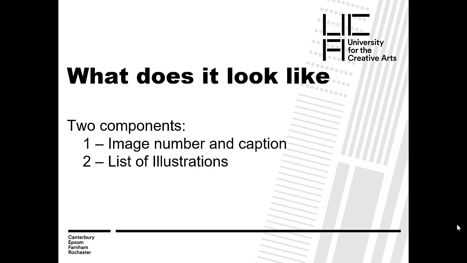You'll place a figure number, title or caption, and the year the image was produced directly beneath each image, and then a list of illustrations. Your list of illustrations is a detailed list of your image sources and how you access them. It should be arranged by figure number in ascending order, and over the next few slides I'll go through this in a little bit more detail.